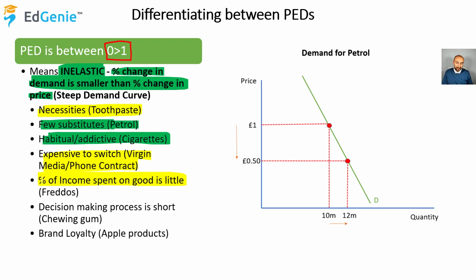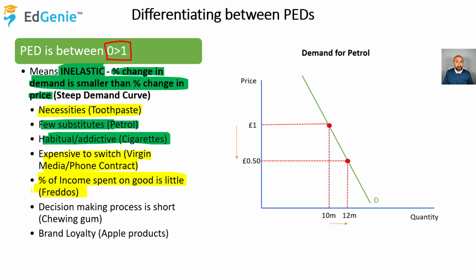An example here is Freddo's. Obviously I'm a bit older than yourselves, and Freddo's is that little chocolate bar with a frog on it. In my day, which wasn't that long ago, about 15, 20 years ago, they were like 5p. And I think now, the last time I checked, they were about 30 pence. So the increase in price is actually about, what, 600%, 500%? And that's significant. But the demand for them has really barely dropped because it's such a small percentage of your income. So Freddo's is actually a really good example.